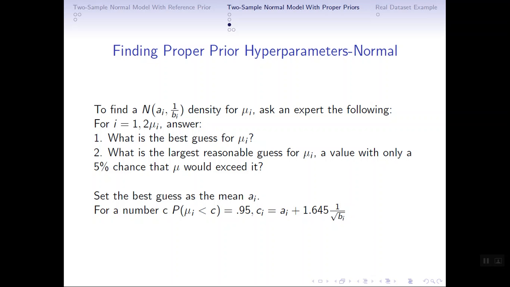And then we set the best guess as the mean, A. And for number C, we plug into this equation. So C equals A plus 1.645, which is the 95th percentile value, and then times 1 over square root of B. So from question 1, we get the number A, and from question 2, we get C, and we want to solve for B. So that's how we get the equation. So we get the hyperparameters for the normal distribution.